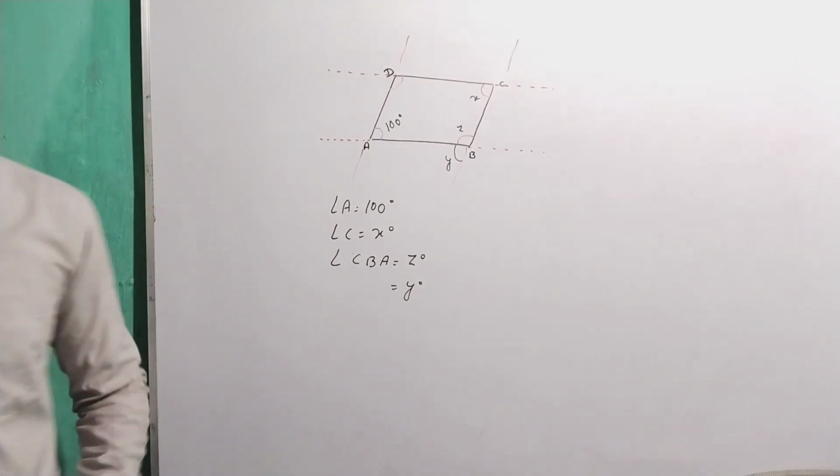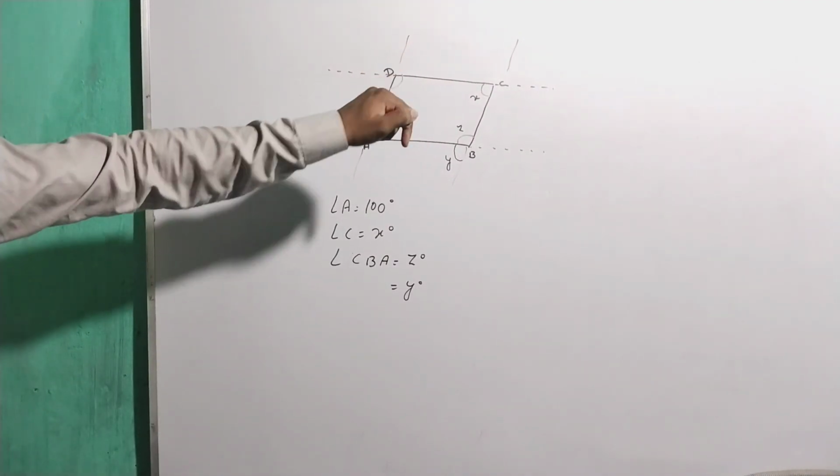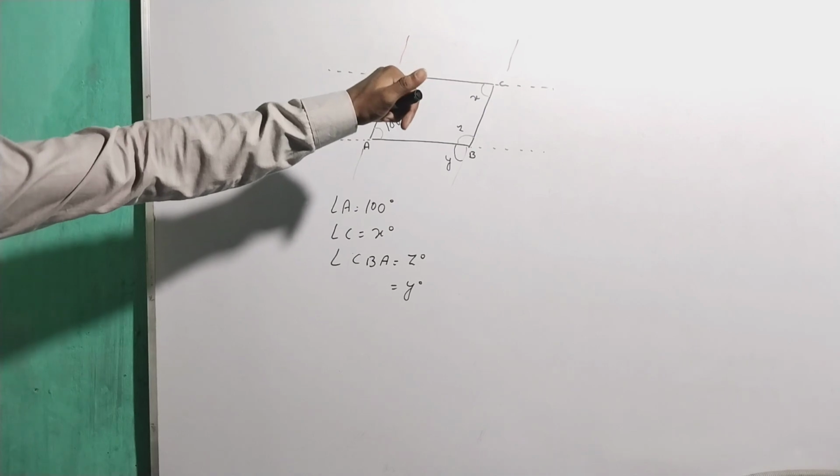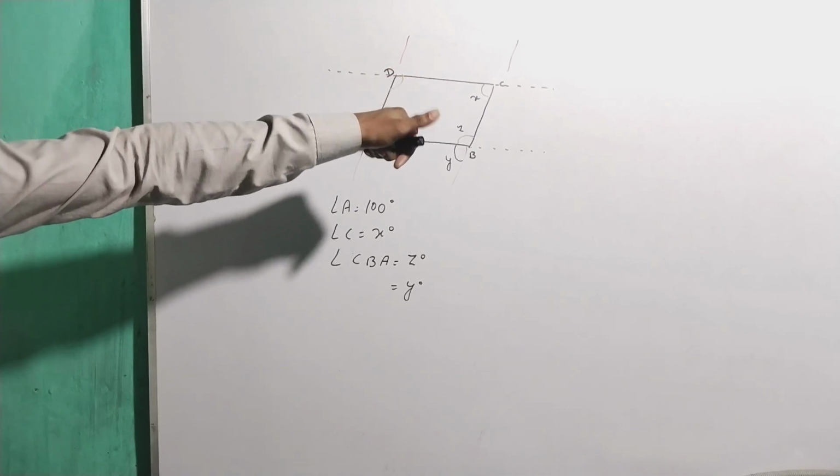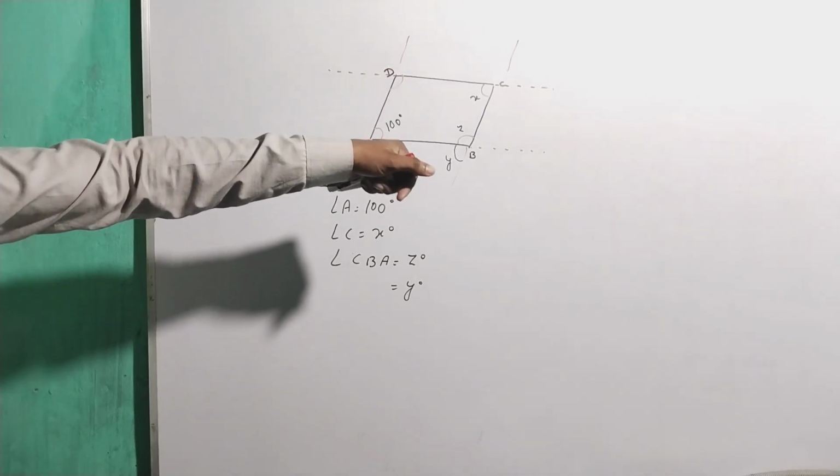So what are the properties lying on your screen? You see, the first property is that a quadrilateral is a parallelogram. Okay, wait, we have to do some of the properties of a parallelogram, na?